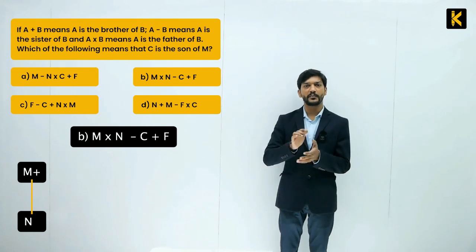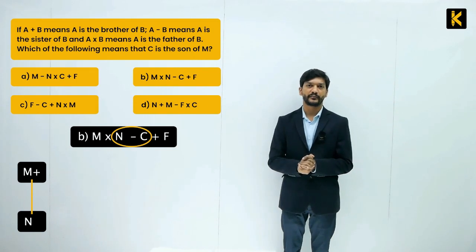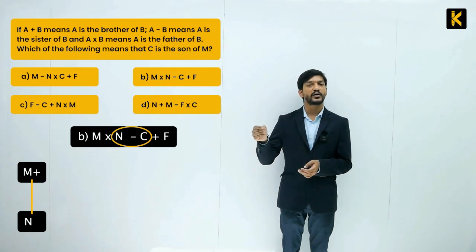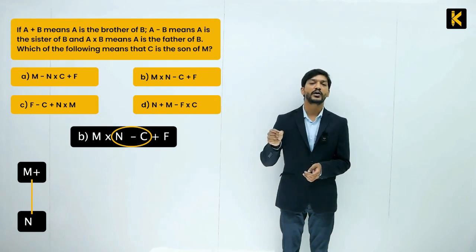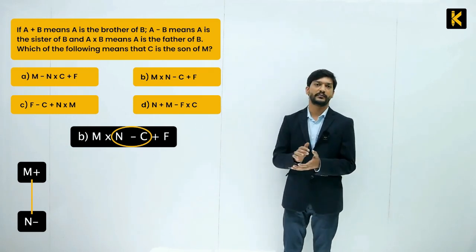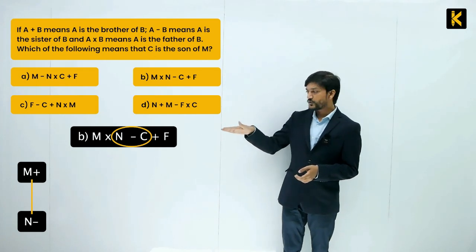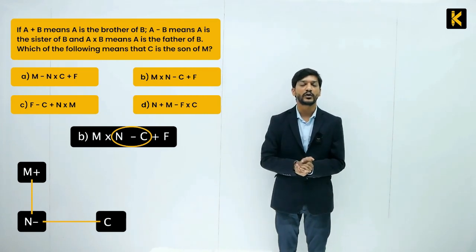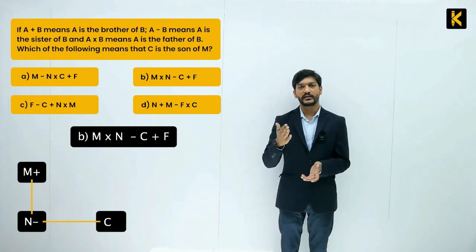Now read the next part, please. So the next part is N minus C. A minus B means A is the sister of B. So N minus C means N is the sister of C. So N is the sister, means N minus. And sister means same generation. So in the same generation, with a single line, I have to draw one more person, which is C.